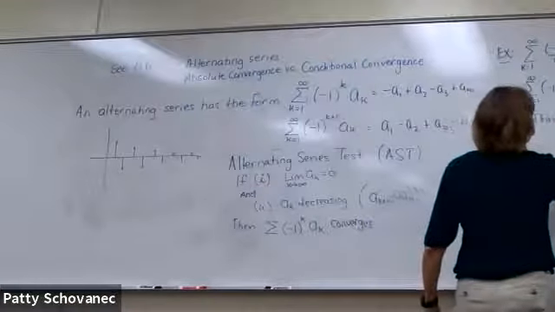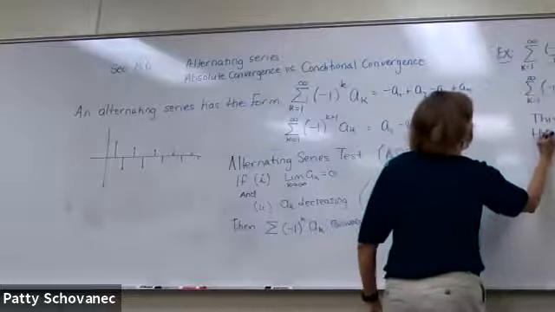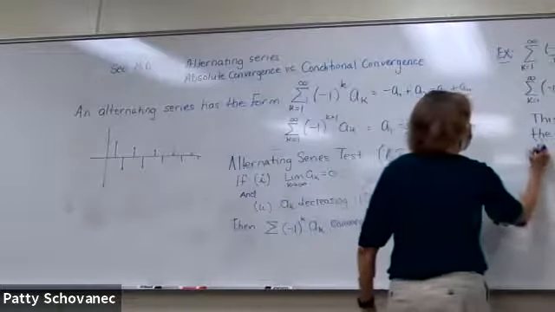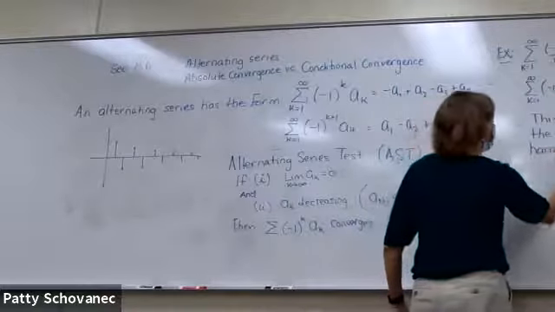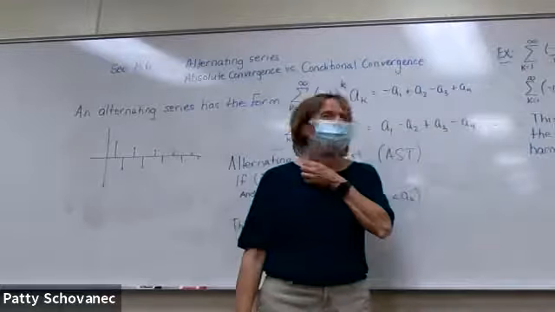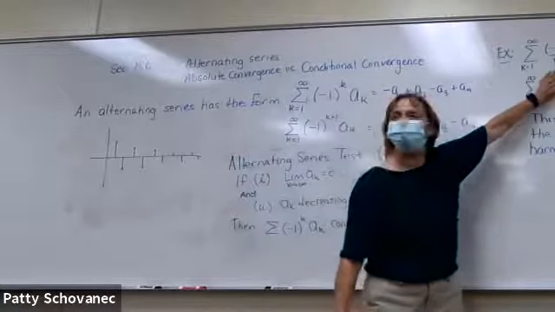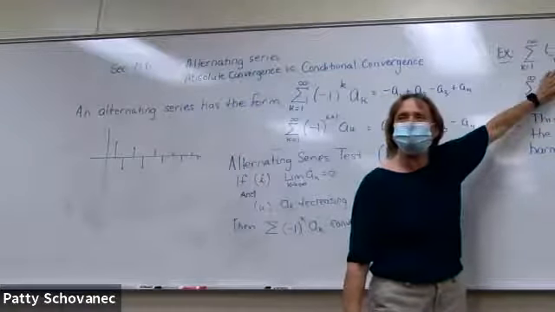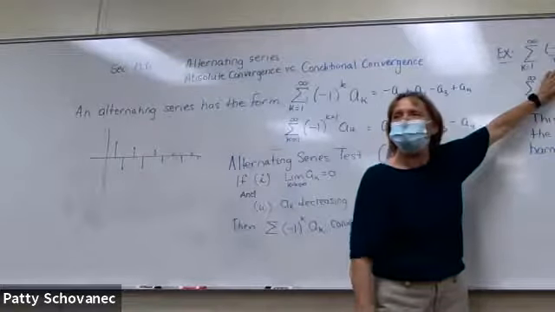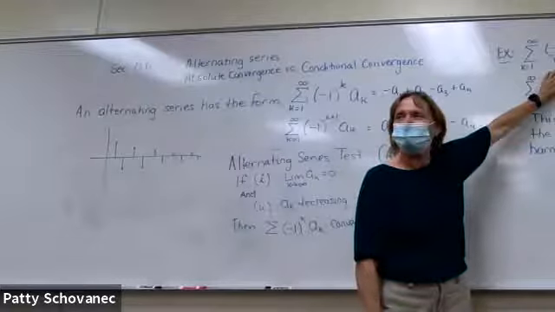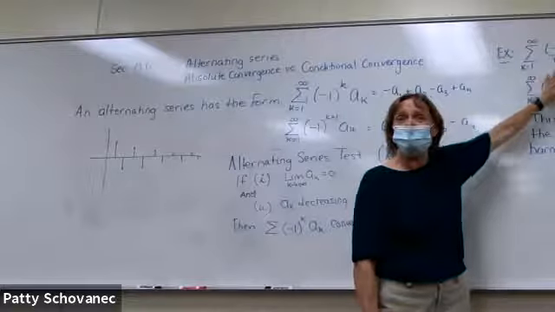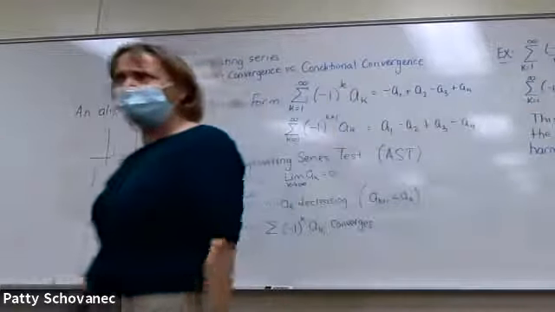This is called the alternating harmonic series, whose cousin is this p-series, which was the harmonic series. Without the alternating part, as a positive term series, this is a divergent p-series, right? 1 over k to the power of 1 is a divergent p-series. As an alternating series, it converges.